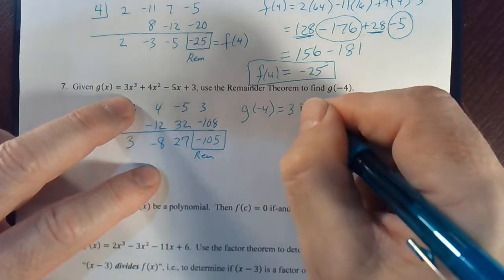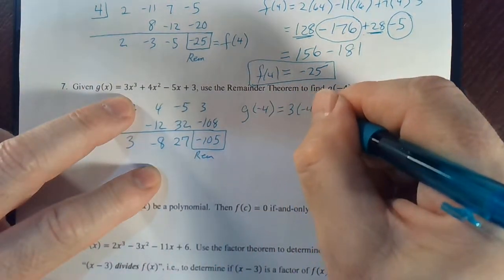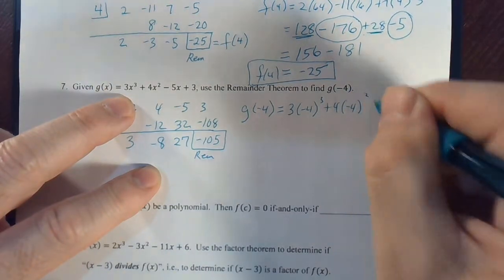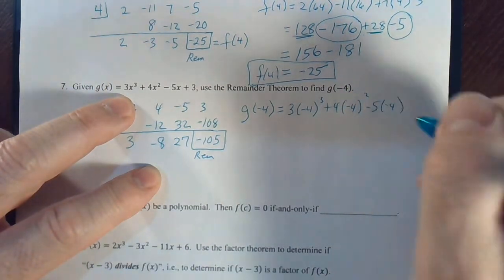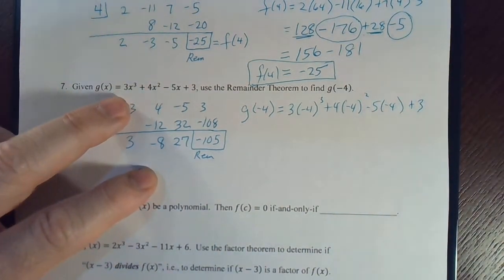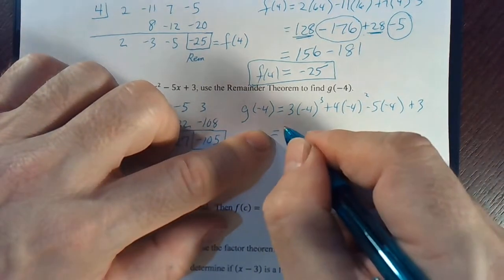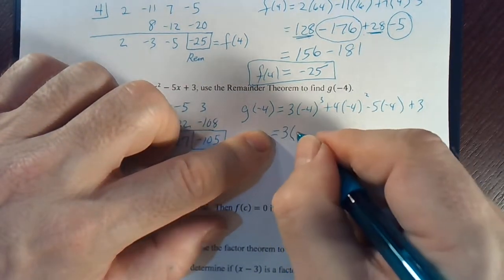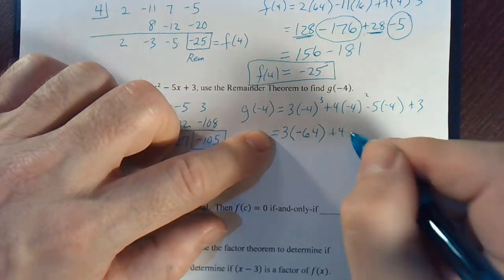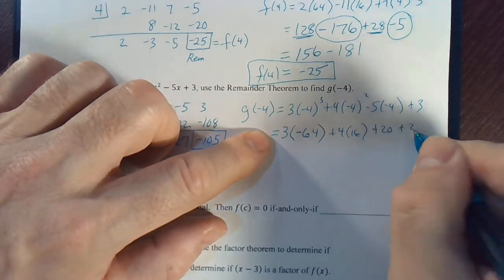And the claim is this should be equal to g of negative 4, which will be 3 times, well, I'll go ahead and write it, negative 4 cubed plus 4 times negative 4 squared minus 5 times negative 4 plus 3. Let's simplify that. That's going to be 3 times negative 64 plus 4 times 16 plus 20 plus 3.